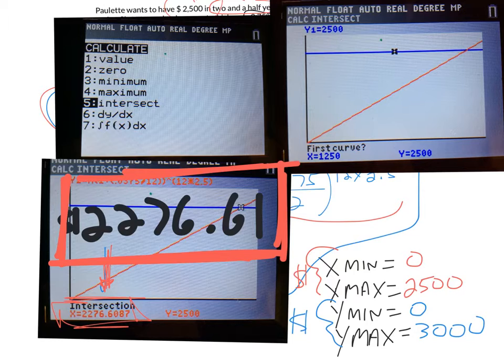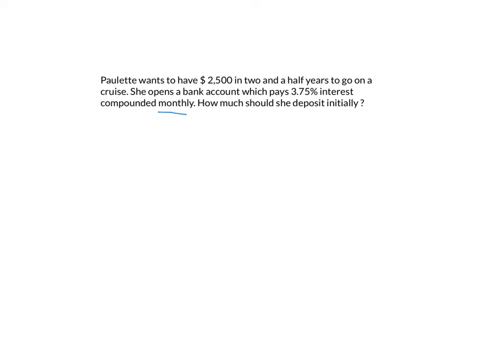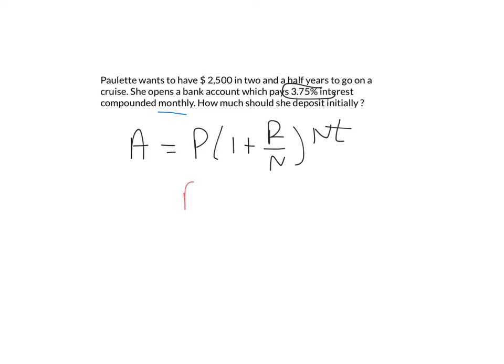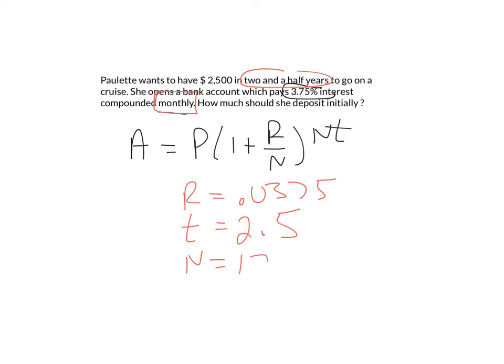Well, here the question says compounded monthly, so I'm going to be using interest formula number 1. And when I plug in the variables, here it says 3.75 interest, so R is going to be 0.0375. Here the time t says 2.5 years, so our time is going to be 2.5. Compounded monthly means our n value is going to be 12.